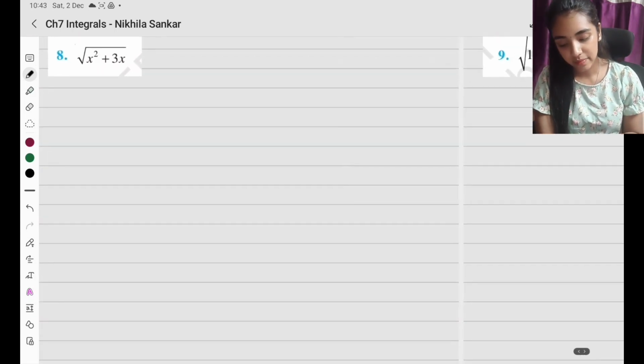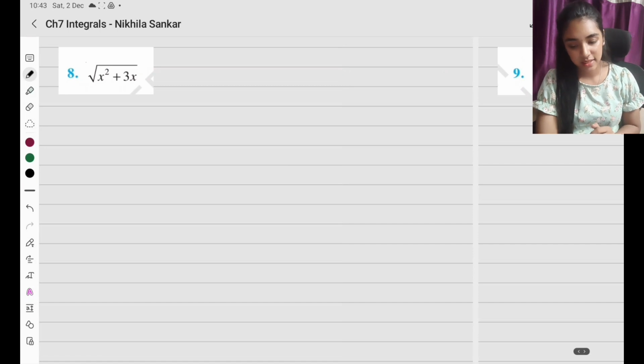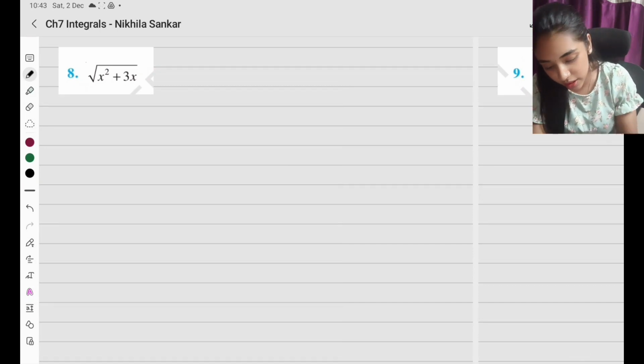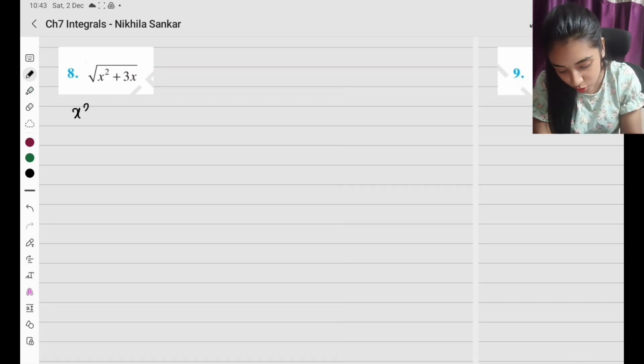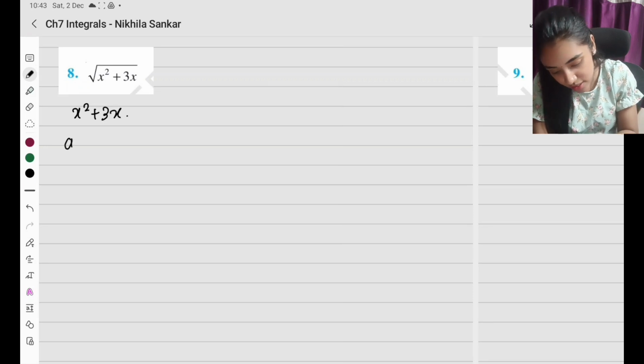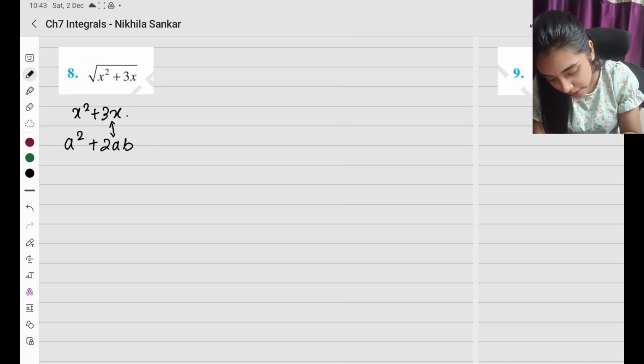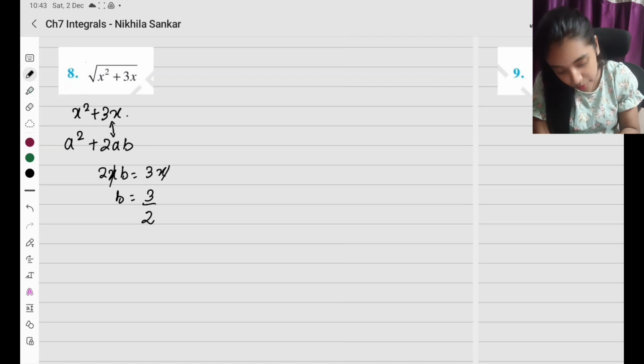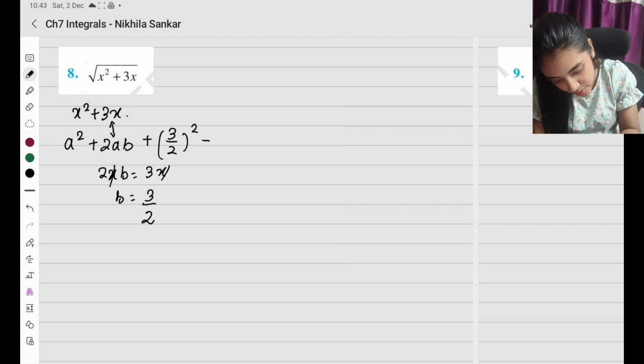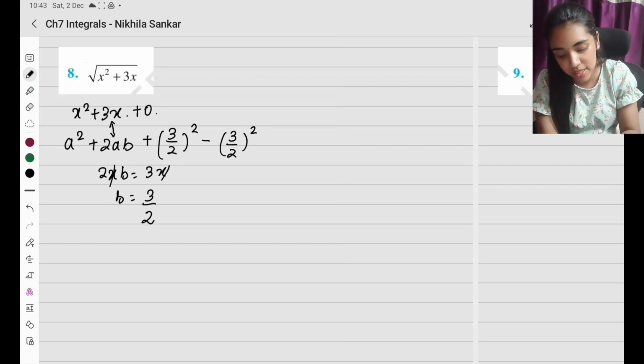Question number 8. X square plus 3x. So how can I write this? Splitting the middle, that is, completing the square, what happens? X square plus 3x. So this is a square plus 2ab. b square I don't know yet. So when I compare these two, 2xb equals 3x. So when x cancels, b equals 3 divided by 2. Similar to previous question. So plus 3 by 2 the whole square minus, since I added, subtract 3 by 2 the whole square. Here plus 0, there is no constant.